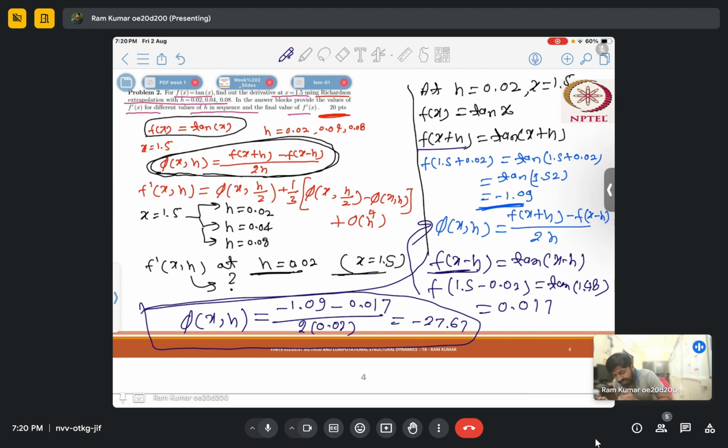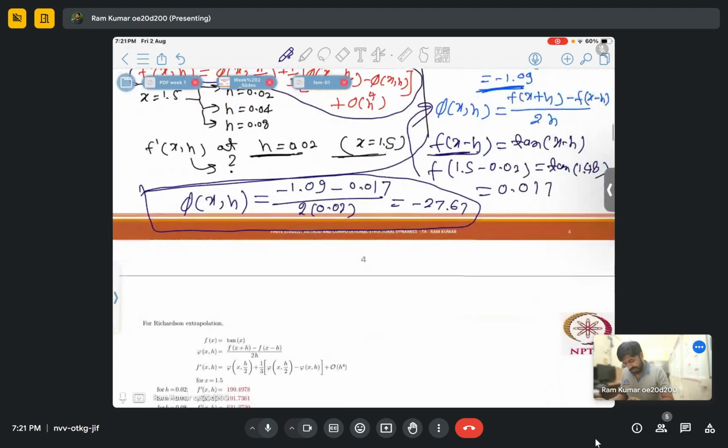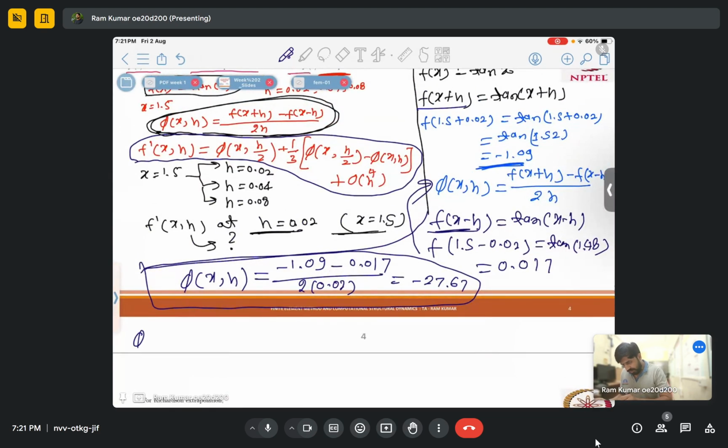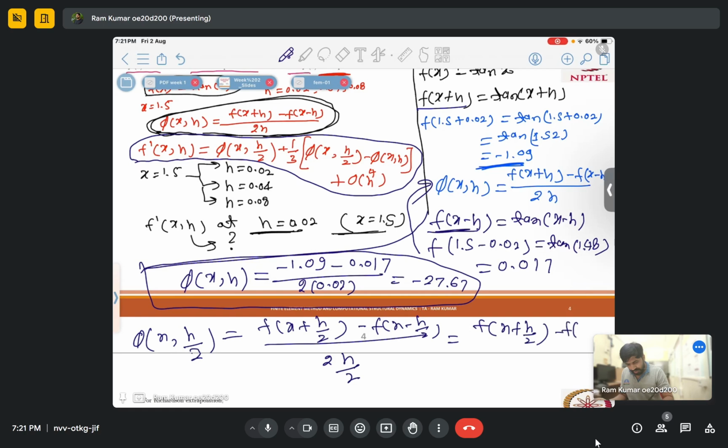But now we have to calculate the f dash x comma h. So this is our f dash x comma h. Now we want to calculate phi x comma h by 2. So it will be f of x plus h by 2 minus f of x minus h by 2, divided by 2h by 2. Is someone listening, or am I just writing?